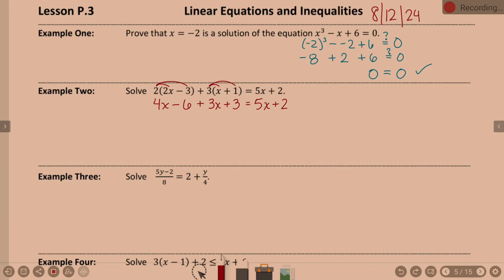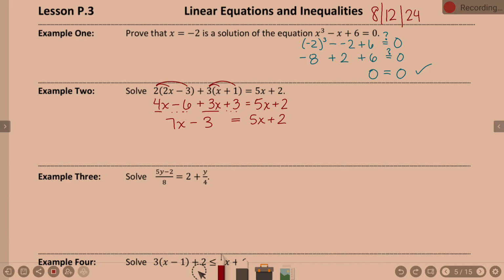Combine like terms, and I always try to encourage, let's combine like terms on each side before we start moving stuff around. So, what do we know? 4x plus 3x is 7x. -6 plus 3 is -3. And you just bring it down. And it still equals 5x plus 2. Remember, when you're adding like terms on a side, you're keeping the signs as is. We're not trying to move anything around. We're just putting the like terms together on a side.